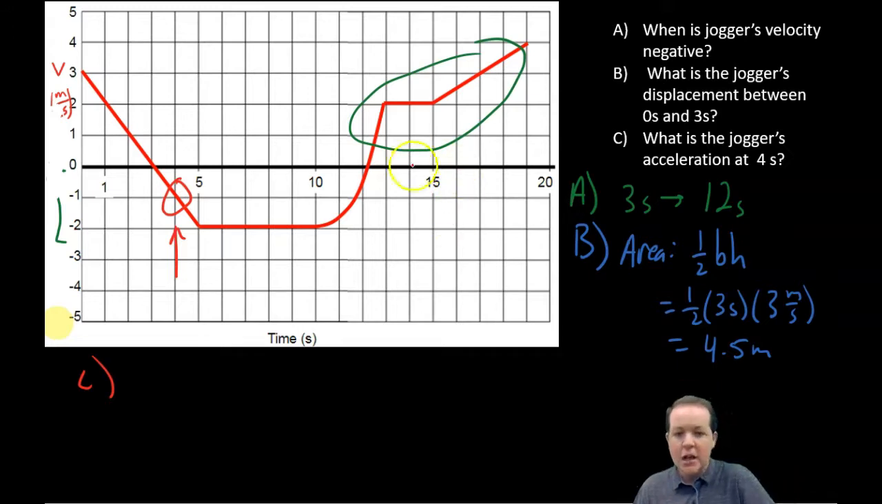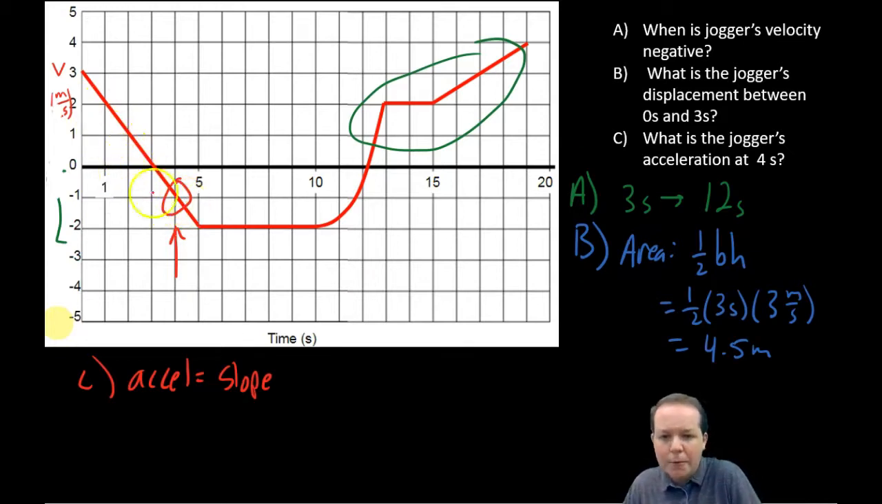Notice, from the first 0 to 5 seconds, the slope is constant and negative. The acceleration is constant and negative. So if I can find the slope of this line, that would be the acceleration. So the acceleration is equal to the slope. The slope from 0 to 4 seconds is going to be rise over run. Now the slope is constant. I could do this whole thing, but I'll go from 0 to 4 seconds.